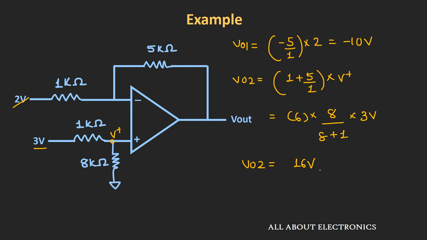So now if we combine these two input voltages and assume that they are acting simultaneously, then our output voltage Vout will be equal to VO1 plus VO2. So our output voltage will be equal to 16 minus 10, that is equal to 6 volt. So this is a very simple and basic example based on this differential amplifier.